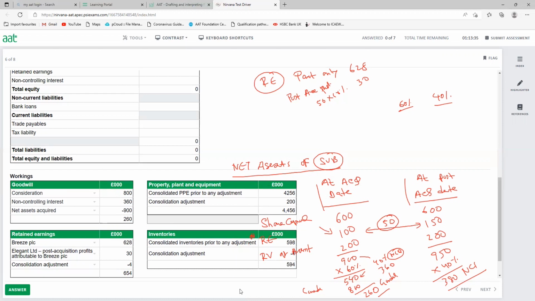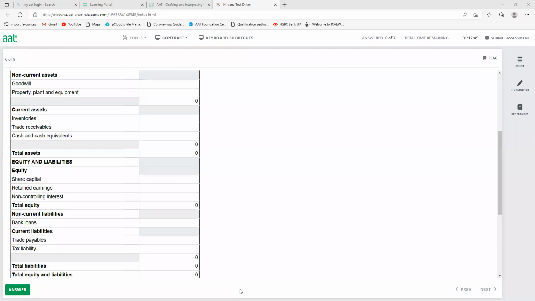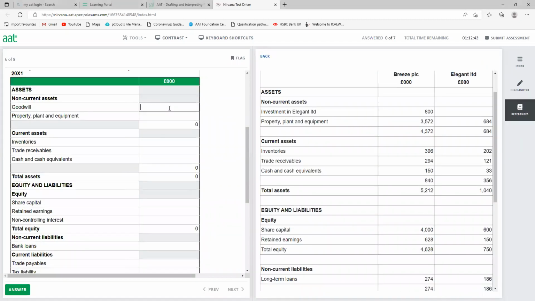Now we can go back to the question and we can do it really quick. So let's start with our goodwill. The goodwill we have calculated to 260 from the workings. Property plant equipment, we have calculated 4456, that's from the workings as well. And then we have our next thing, that is inventories, that we have calculated on the workings, 594.